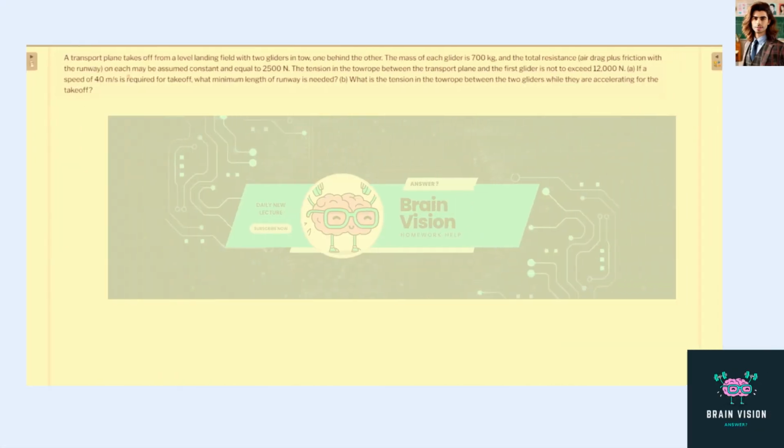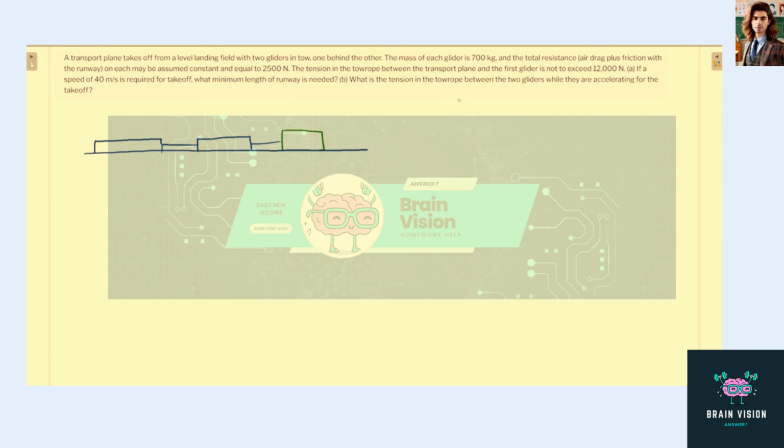Interesting question. It says that a transport plane takes off from a level landing field with two gliders, one behind the other. So let's say this is the plane. Oh, it looks like a train, but it's actually a plane. Let's make a box over here. This is the plane, and we have two gliders, one behind the other. This is glider one, a bit smaller, and this is glider two, and they are all running together.